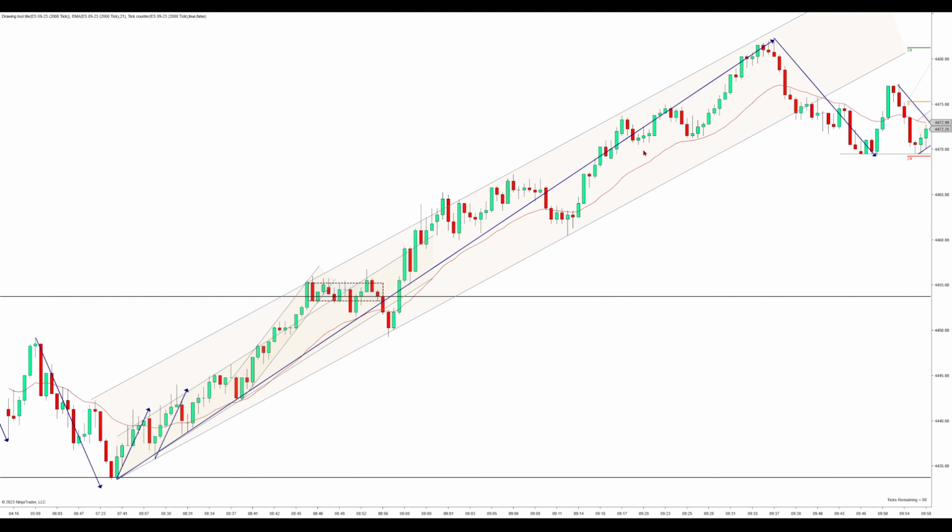So we continue higher here. We get this correction, it doesn't reach the EMA, we have a new high. We have another correction, doesn't quite reach the EMA. We continue up higher.